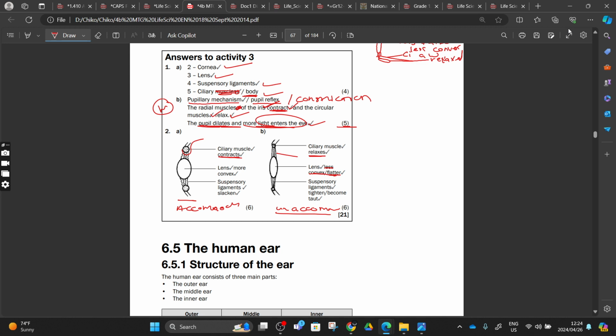And then our suspensory ligaments, we talked about this, they become taut. On this side, the suspensory ligaments on both sides are going to be slackened or loosened, and that causes our lens to become big, or more convex. And then the ciliary muscles are contracting, bringing our ciliary body towards our lens, right?